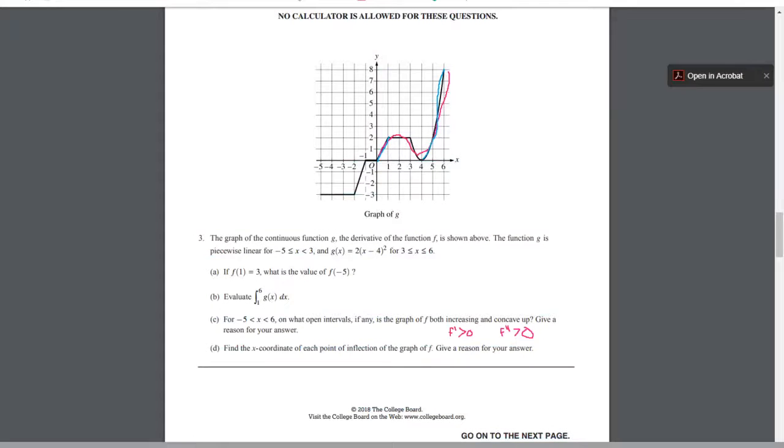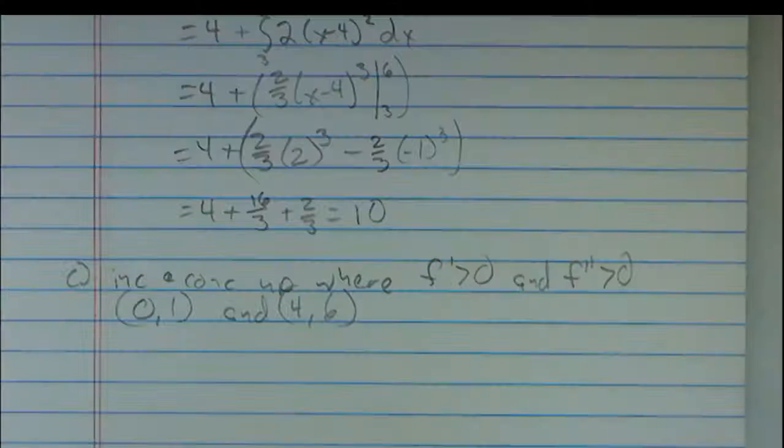D. Find the x-coordinate of each point of inflection of the graph of f. Give a reason for your answer. All right. Points of inflection will be where the second derivative changes signs. So where the derivative switches from increasing to decreasing. There are two spots like that. Right here and right there. Only one of those actually is a point of inflection. So only one of them gets credit.